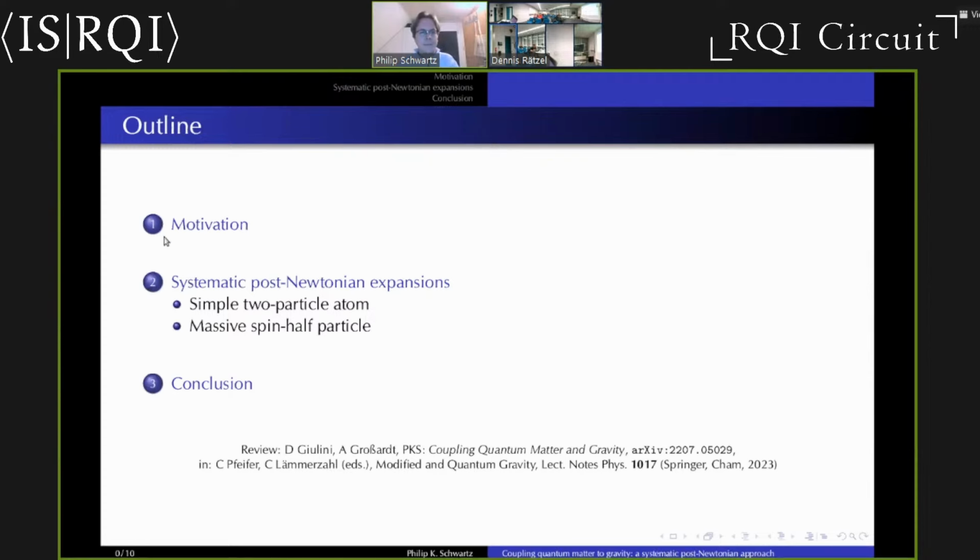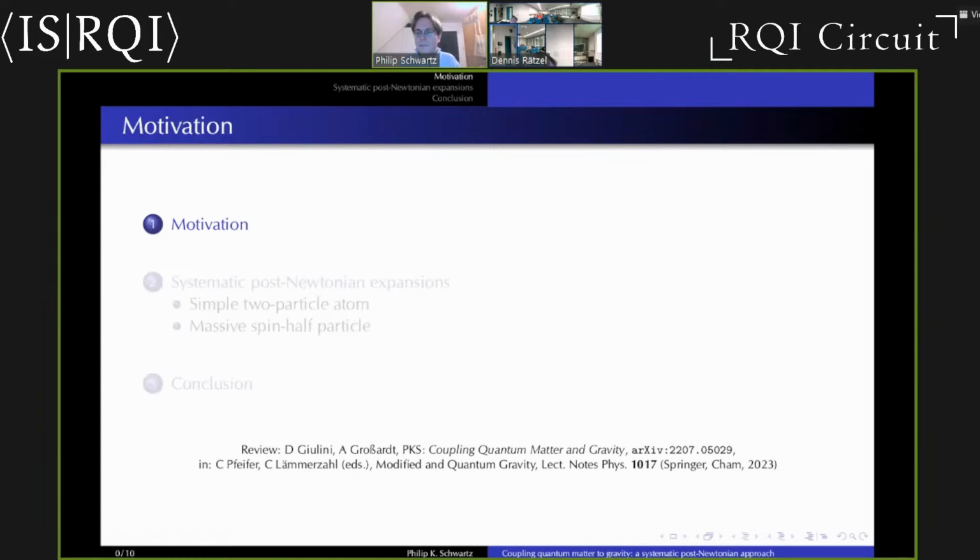I will start with a small motivation, and then I will introduce a systematic method of doing post-Newtonian expansions for describing quantum systems under gravity. I will give two concrete examples, and then in the end I will conclude. If you want a more detailed look at this, you can look at this review article, or also for the spinor particle here. I will have some more references later.